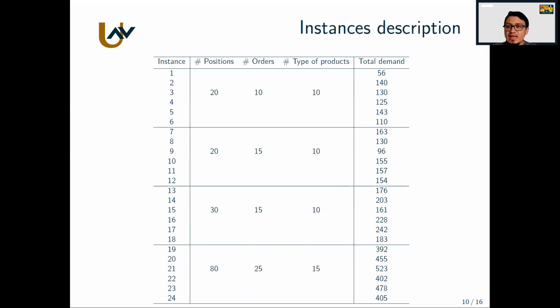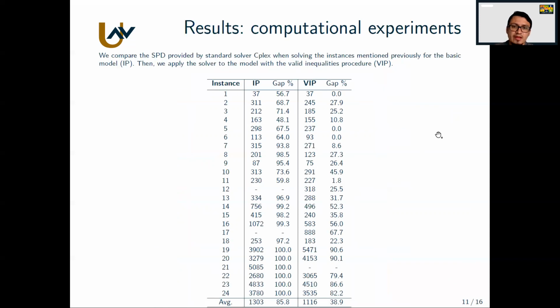So to analyze the performance of our formulations, we created 24 instances. Each instance contains information about the number of positions, number of orders, type of products, and the total demand for each instance. So the first group of results that we want to show you are the theoretical results. The results present, for example, the SPD in each type of instance and also the gap. The gap is how close each model was to the optimal solution.